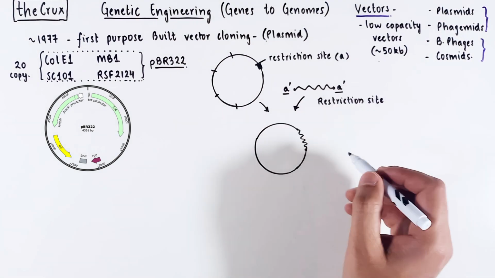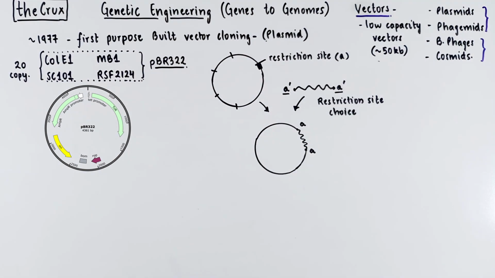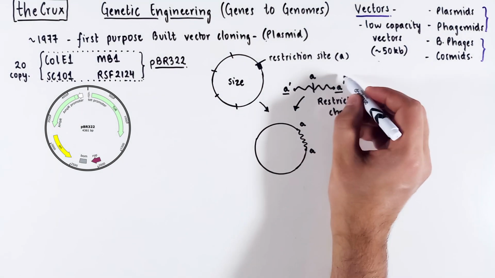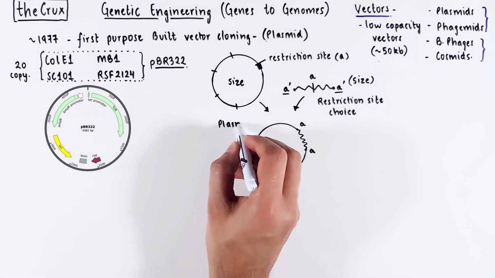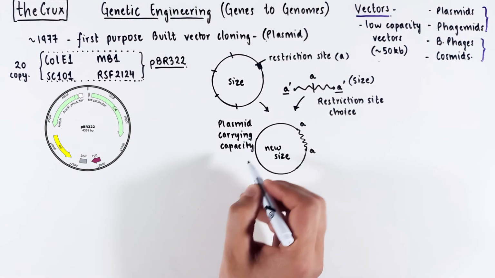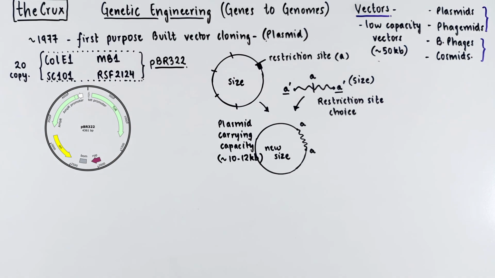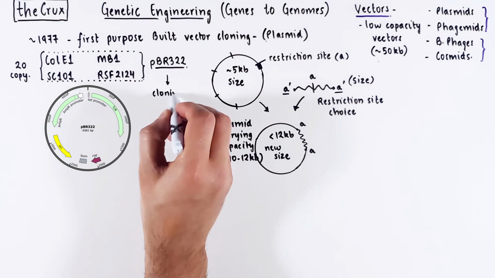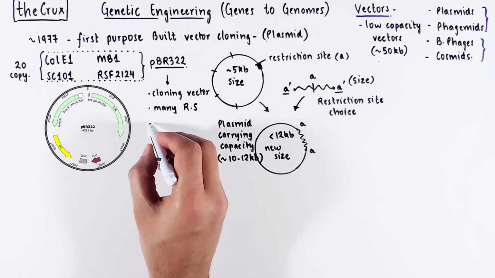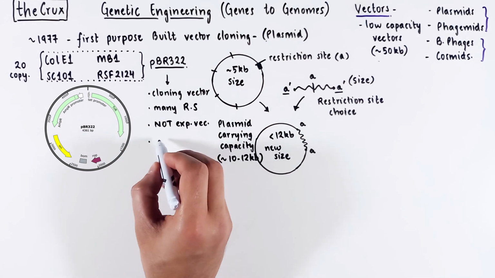So if you have restriction enzyme, say here, A also cuts your fragment of interest internally, you could switch to some other restriction site. Anything you insert into a plasmid adds to the size of the plasmid. For plasmids, the total capacity is around 10 to 12 kb. If the vector is around 5 kb, your insert shouldn't be more than 7 kb. In summary, pBR322 is a cloning vector with many restriction sites. It is sadly not a protein expression vector.